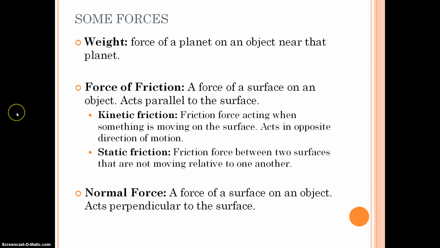And finally, normal force. It's also a force of a surface on an object, but it acts perpendicular to the surface. A way to think about it is, right now you're sitting in a chair. The Earth is pulling you down, that's your weight. The chair is pushing you up, perpendicular to its seat. That's the normal force.